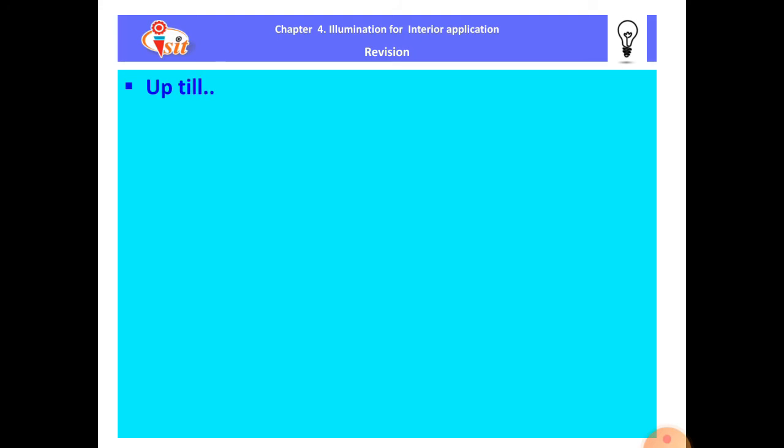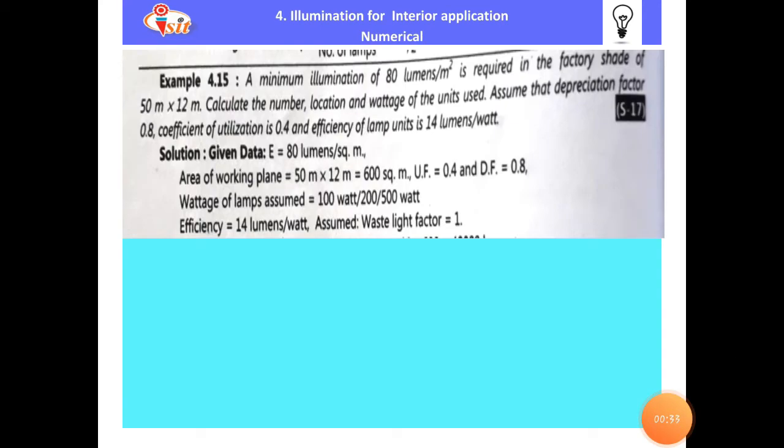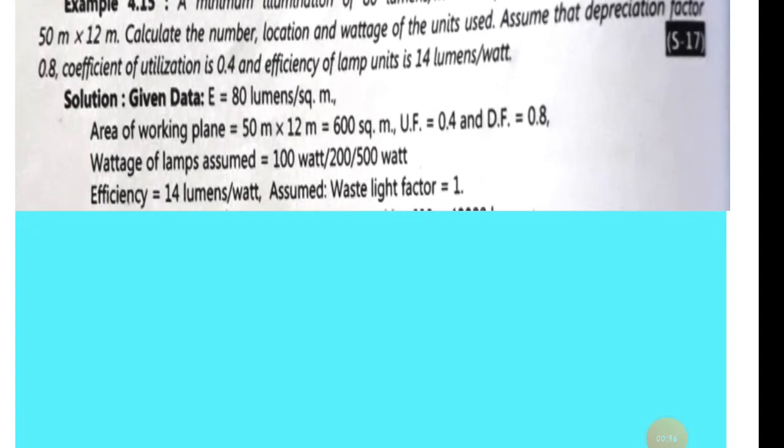Up till now, we have seen various numericals based on the various configurations for commercial interior applications. In this video, we are going to see further numericals based on the interior of commercial premises. So let us move toward the numerical.